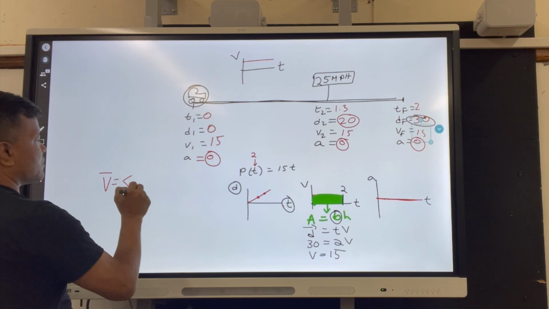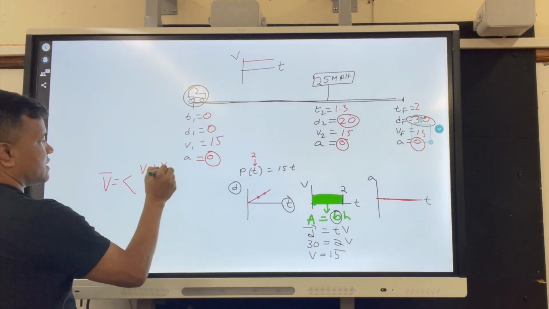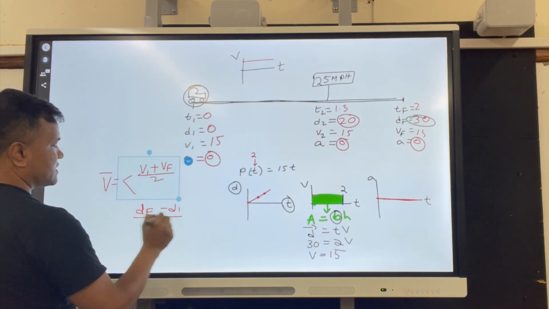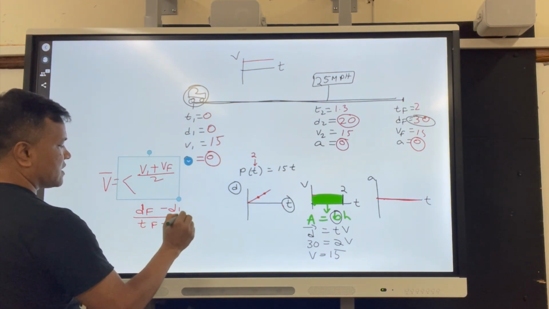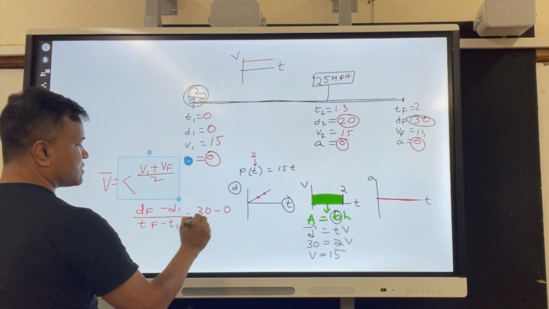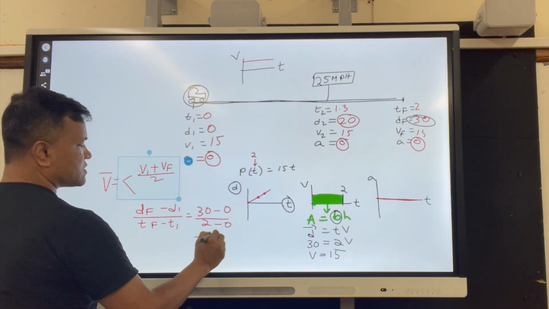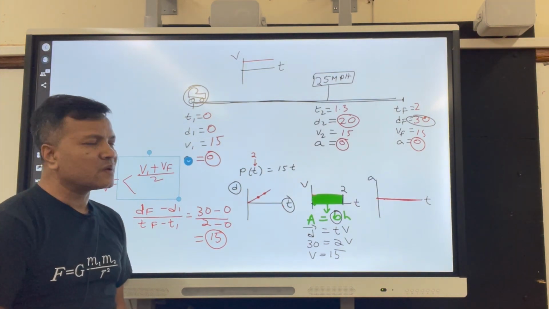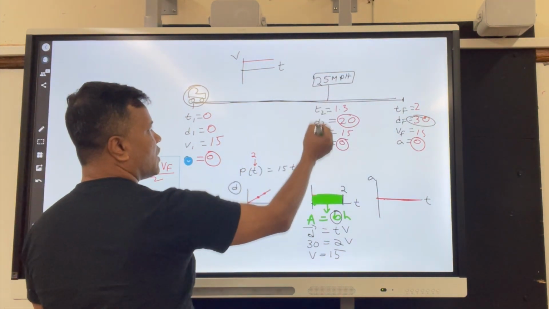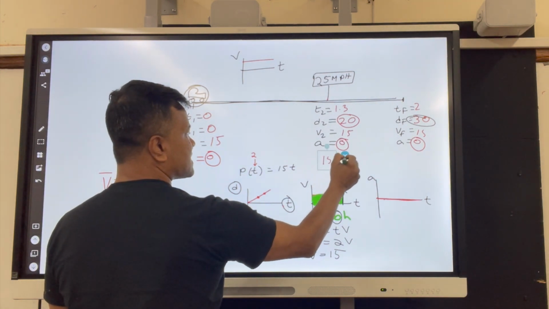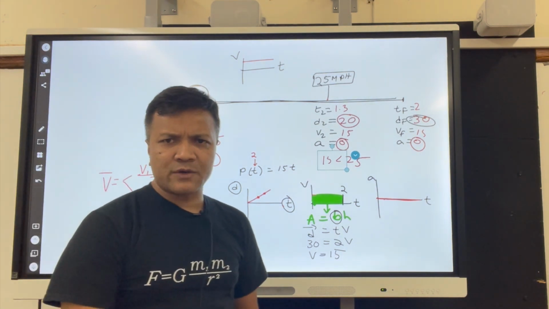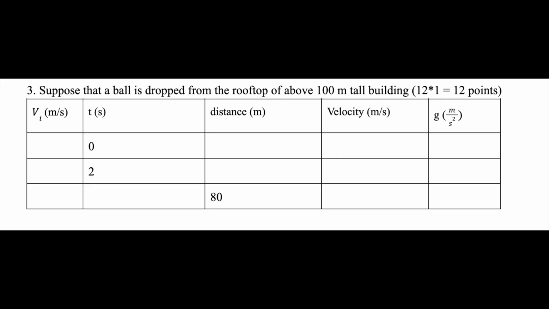Average velocity has two equations. One is vi plus vf over 2, and the other one is df minus di over tf minus ti. df is 30, di is 0, tf is 2, ti is 0, which is 15. Average velocity is also 15. Now, did the person break the law right here? No. Why? Because 15 is less than 25. So the man never did break the law, and that was problem number 2.